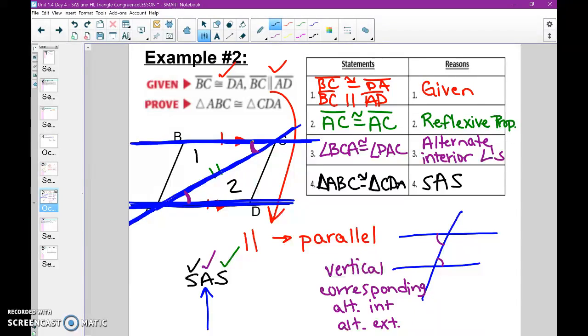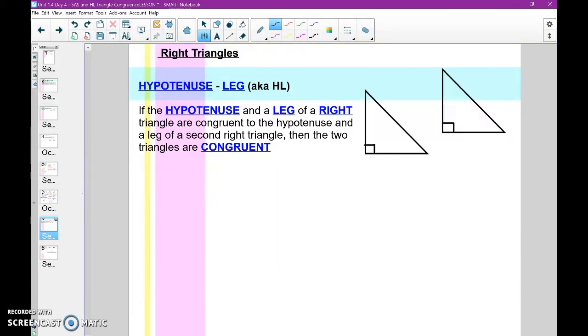All right, last section we're going to tackle now is this HL section. What's tricky about this one is it's only for right triangles. I'll say that again, it is only for right triangles. The reason is because only right triangles have a hypotenuse and a leg. Those names only go with right triangles. Think Pythagorean theorem, right? The hypotenuse, or whatever you remembered from middle school.